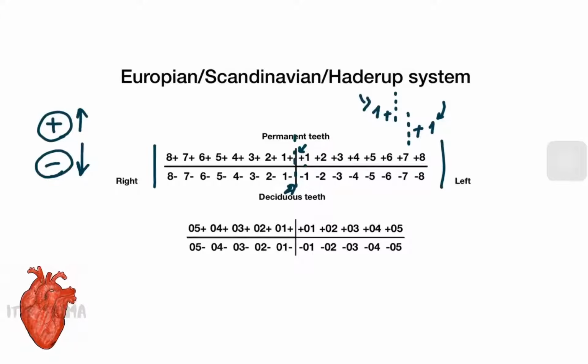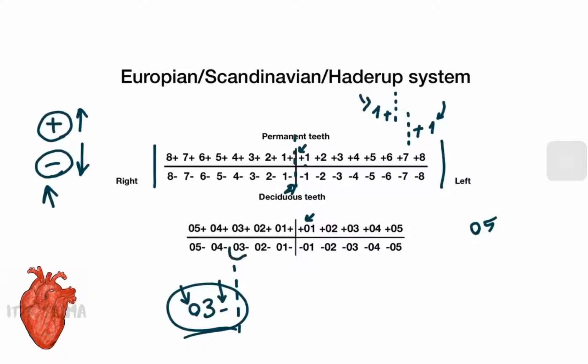Again, we number them from the central part to both lateral sides. In the case of the deciduous, to show the primary teeth, we add 0 to our number. So, for example, if they ask us what this tooth is, we draw the midline. We say that this symbol is nearer to the midline, so it must be right. It is minus, so it's for the lower jaw. It has 0, so it's a primary tooth, and it will be the canine.